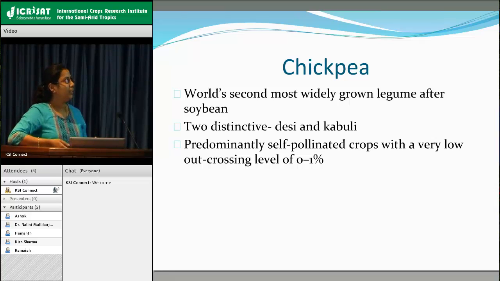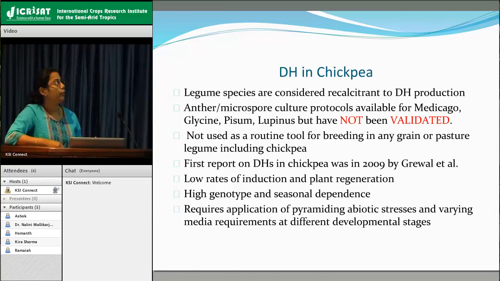So coming to chickpea, as you all know, it's the second most widely grown legume, and we have two varieties, Desi and Kabuli. It's predominantly self-pollinated with a very low outcrossing level. So what is the status of double haploids in chickpea? There are protocols in legumes for lupins, for glycine and for pisum, but none of these protocols have been validated. Their reproducibility has not been tested, and it is not a routine tool in any of the pasture or grain legumes. Though there are protocols, they are not used in breeding programs as of now.